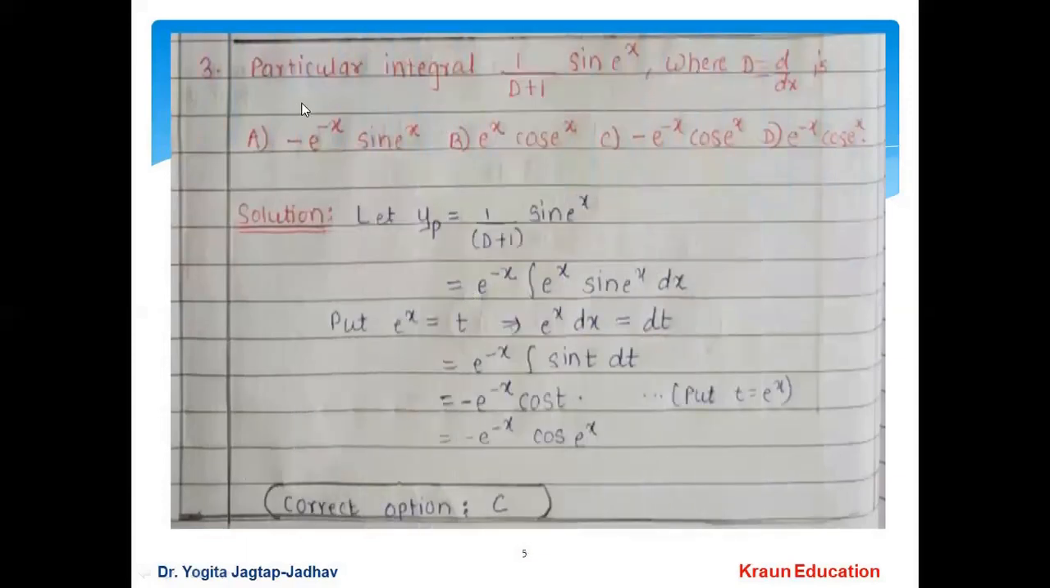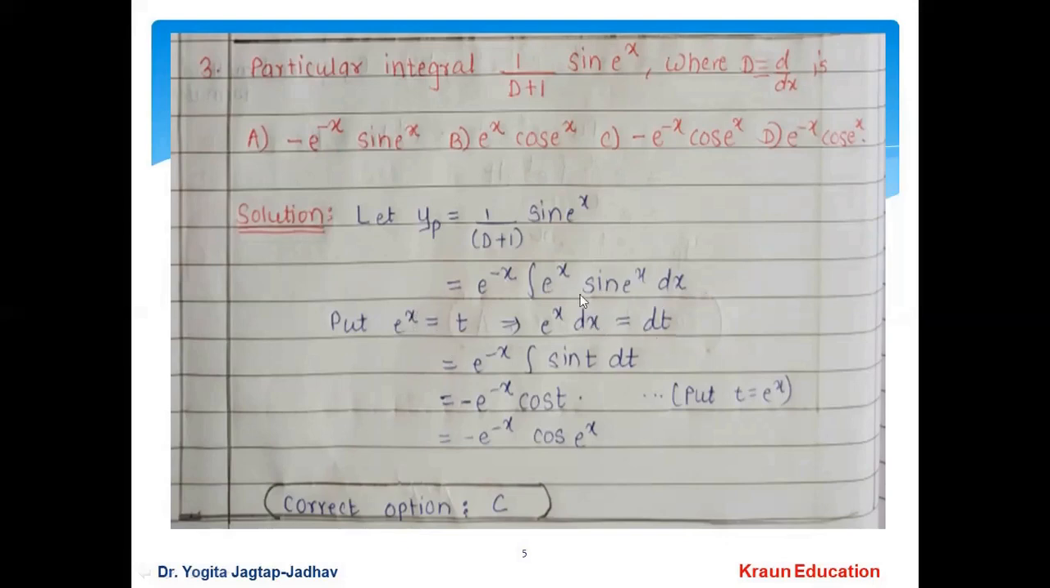In the third example, we have to find a particular integral of 1 upon D plus 1 operating on sine e raised to x. Again, four options are provided. Let us consider yp is equal to 1 upon D plus 1 operating on sine e raised to x. Again, by using the general method formula, we can write it as e raised to minus x integration of e raised to x into sine e raised to x dx. Here we can put the substitution e raised to x equals t, because e raised to x is the angle of sine. Its derivative is e raised to x into dx, that is equal to dt.